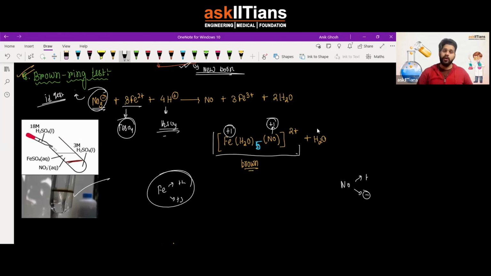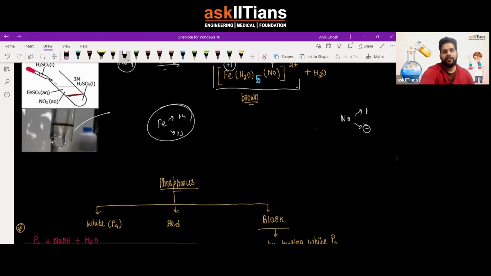Then again, guys, in the qualitative analysis class, I've also taught you about nitroprusside. In nitroprusside also there is an NO present, right? Sodium nitroprusside is used for the sulfide test. So in the nitroprusside complex, NO is also NO+, right? This is what we have discussed.